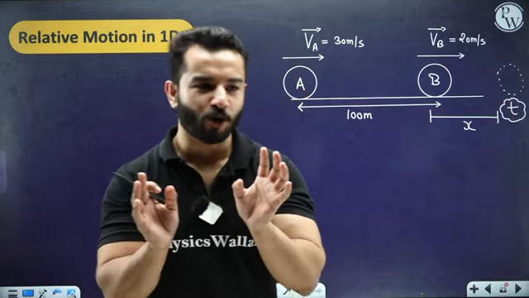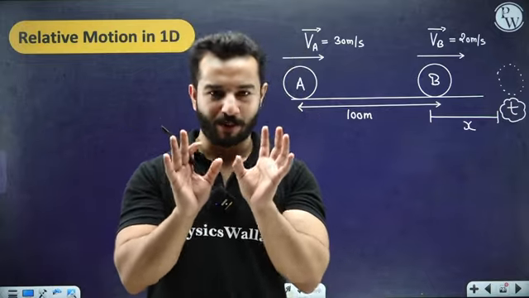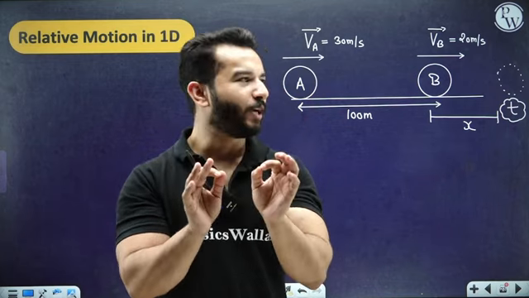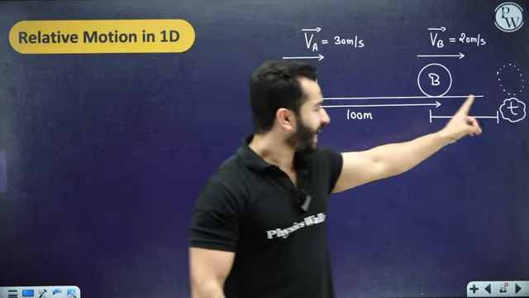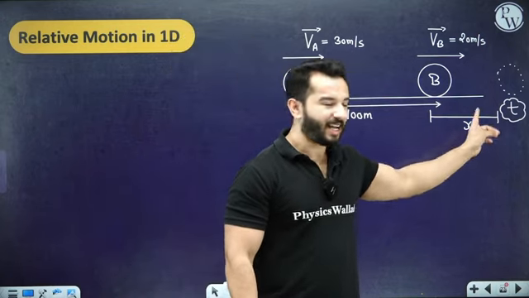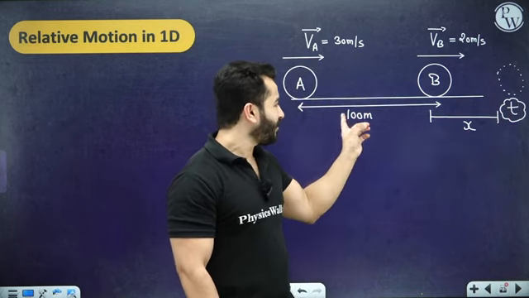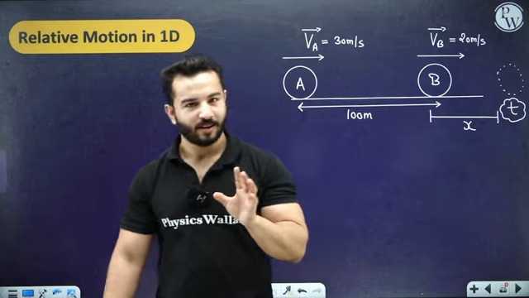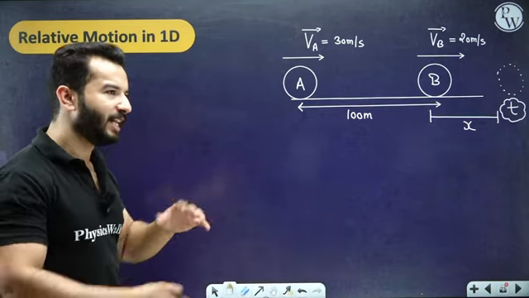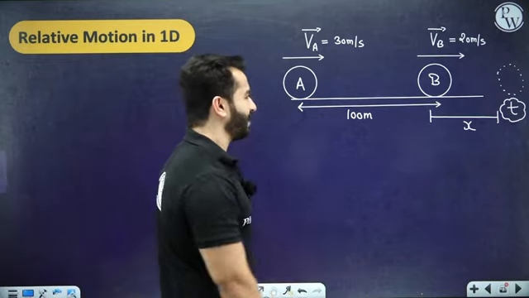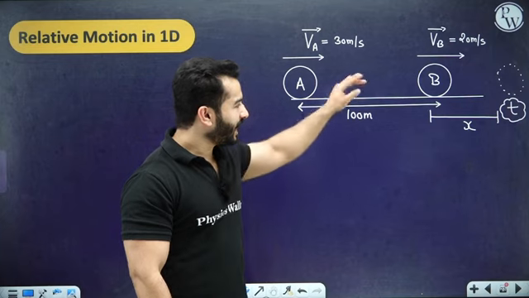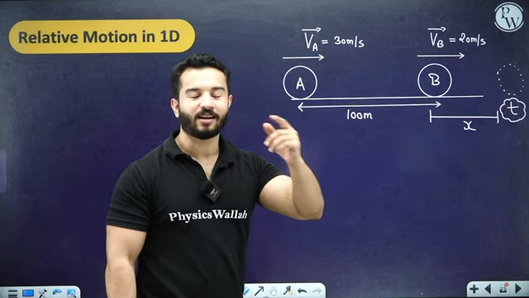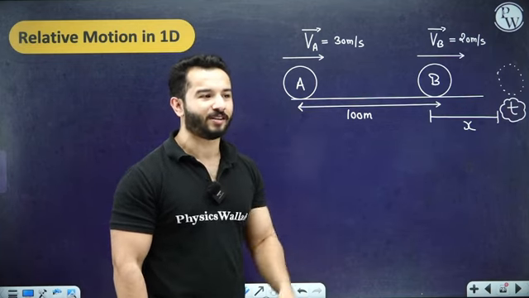Don't make me do all of those things, right? Try to understand it and do it by yourself. I'll explain the trick. In T time, B will travel X distance, and in the same T time, A will travel 100 plus X distance. Is that correct? And we'll equate those and we'll get our answer. But obviously that is a long way. If again we include acceleration, then it will become even longer, right?